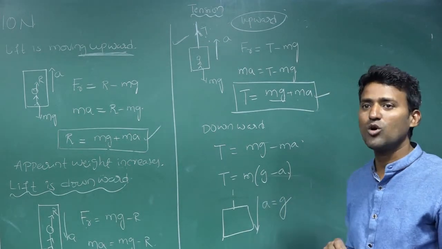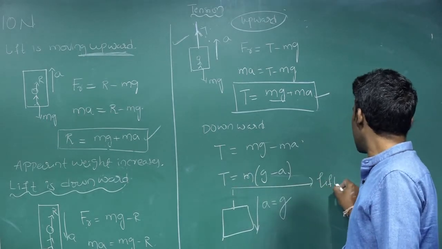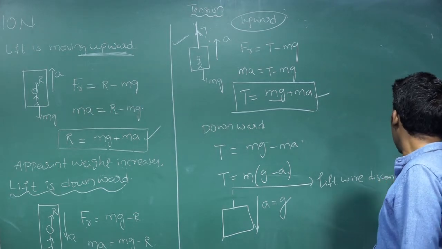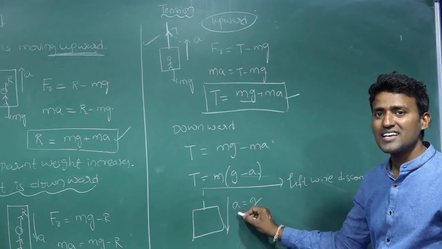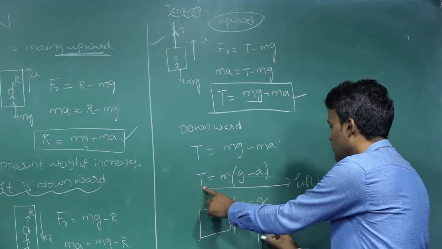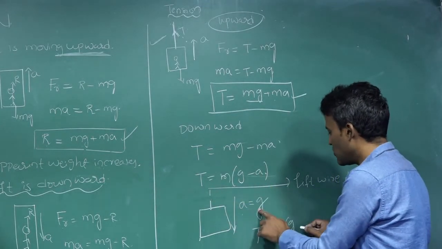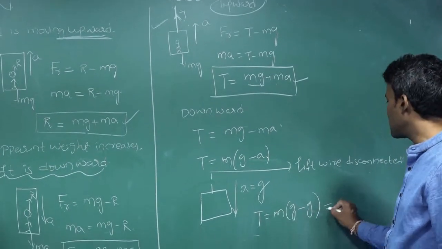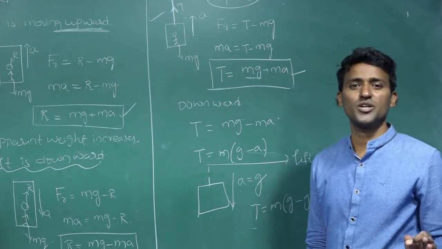In the freely falling body case, if the lift wire is disconnected, acceleration is called acceleration due to gravity. At that moment, a equal to g means, in this formula if you substitute, T equal to m into g minus a, with a equal to g, g minus g is 0. 0 into something is 0. At that moment, the tensional force in the rope is equal to 0.